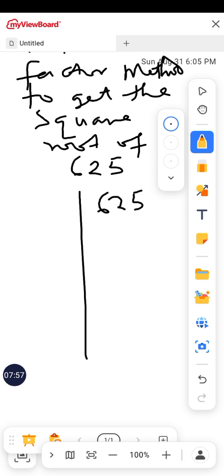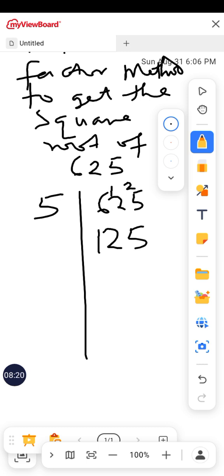This is an odd number, so 2 is out of it. 2 cannot divide it. So you check for 3. 3 will give us a remainder. So let's settle for 5. 5 goes in 6, that's 1. Remainder 1. 5 goes in 12, that is 2. Remainder 2. 5 goes in 25, that is 5.